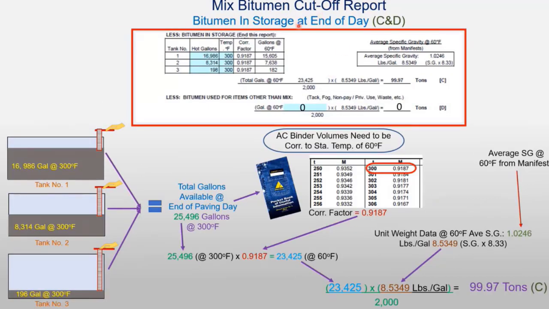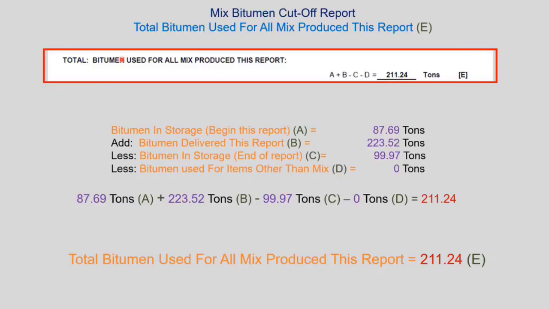At the end of the day, we do the same thing as at the beginning. The contractor sticks the tanks in our presence, and we go through the same thing again and end up with a ton number here. Then we take all that information: we had bitumen in storage, so we had that much to start with, we added that much to it, and this is what's left over, so we subtract that and go through the calculation. 211.24 tons was used that day in the mix.